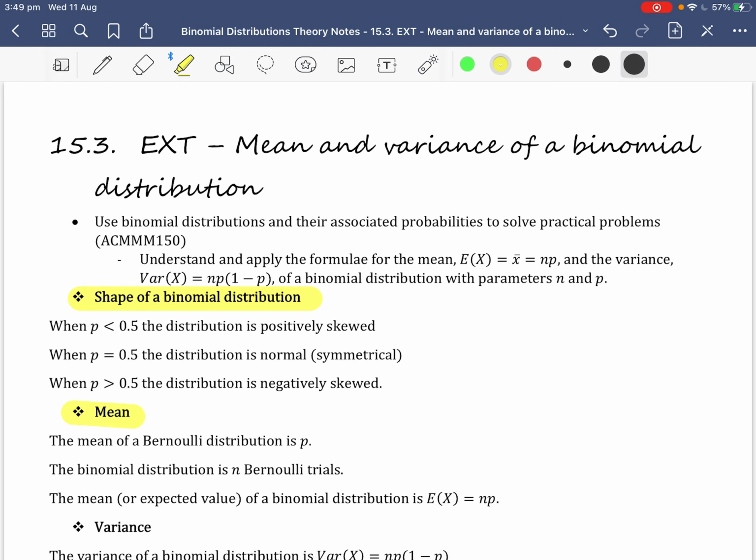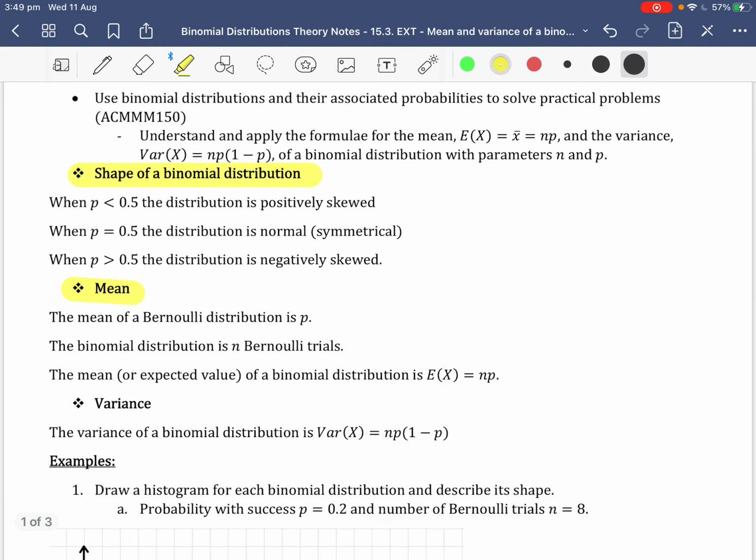The mean of a Bernoulli distribution is p. The binomial distribution is n Bernoulli trials. So the mean or expected value of a binomial distribution is E(X) equals np. Now this is on your reference sheet, so you do not need to remember this.